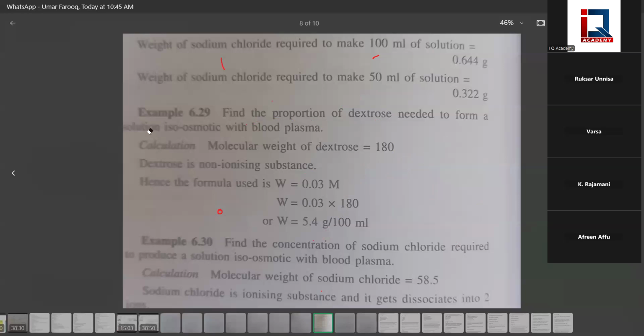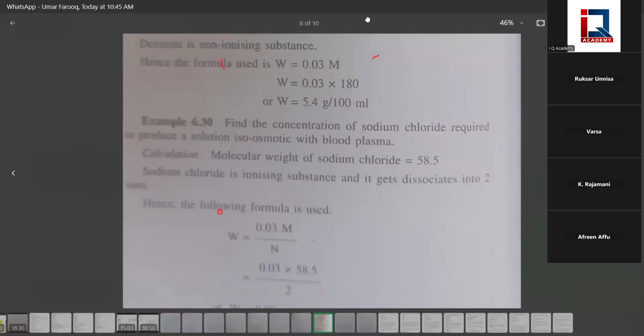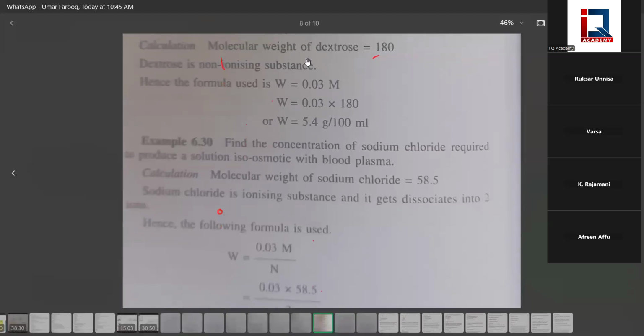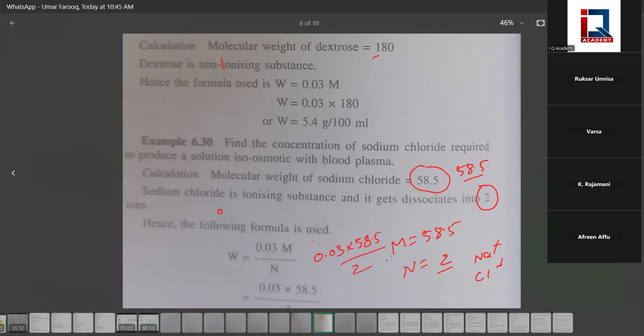Find the concentration of sodium chloride required to produce a solution isoosmotic with the blood plasma. You should know the molecular weight of sodium chloride; it will not be given in the exam. The gram molecular weight of sodium chloride is 58.5, right? And sodium chloride dissociates into two ions, Na plus and Cl minus. So the M value is 58.5. The N value is 2 because NaCl can be broken down into two ions, Na plus and Cl minus. So the formula is 0.03 into 58.5 by 2. Got it?